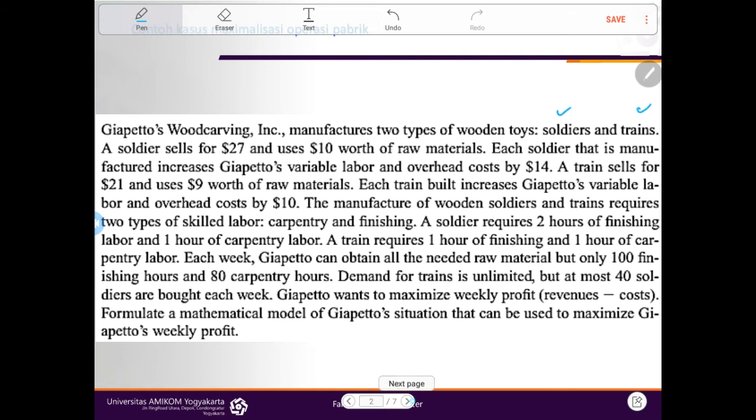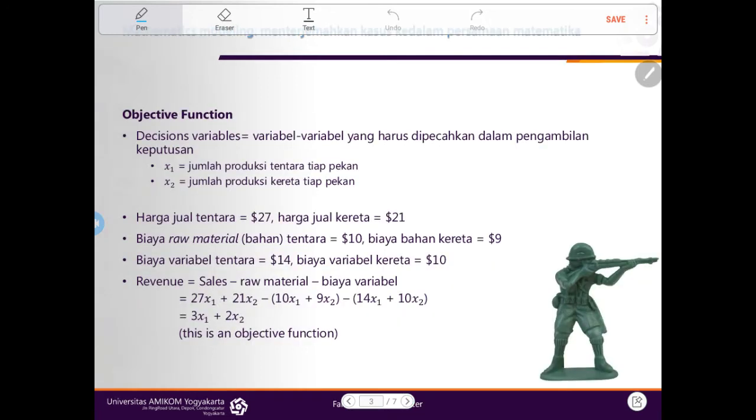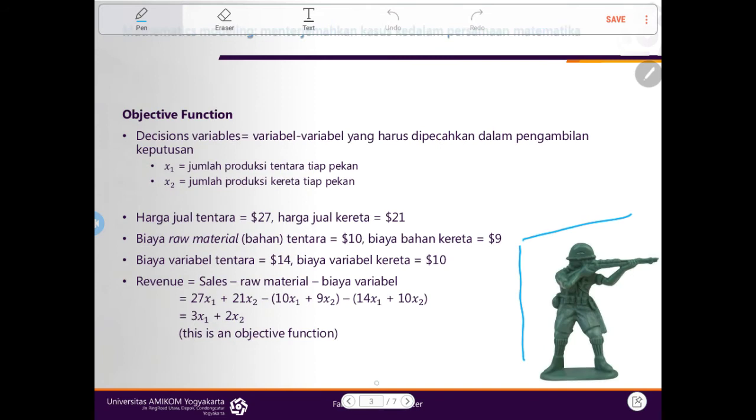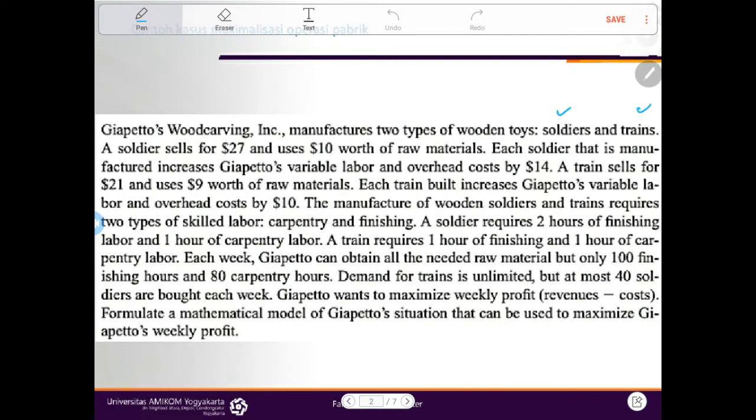Maybe it is easy to understand if we give you a description. This is the soldier toys, and this is the train toys, like that. Okay, both of these toys are produced by Kiapetos Wood Carving. The soldier sells for 27, so this is the selling price of soldiers, and this is the raw material.